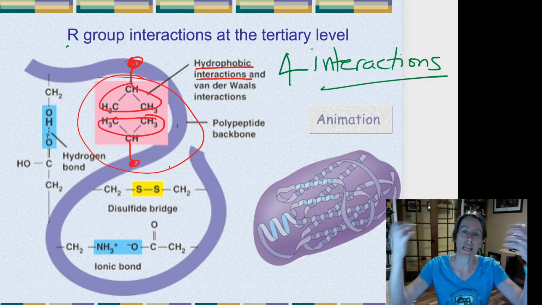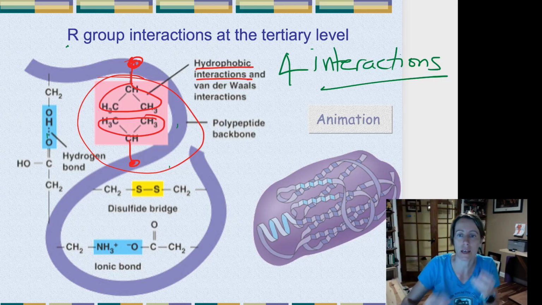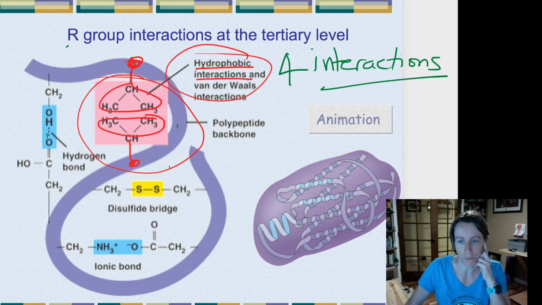Hydrophobic R groups will tend to try and cluster together to the inside of the protein to protect themselves from the water that's around the outside. So this is what we would call a hydrophobic interaction.